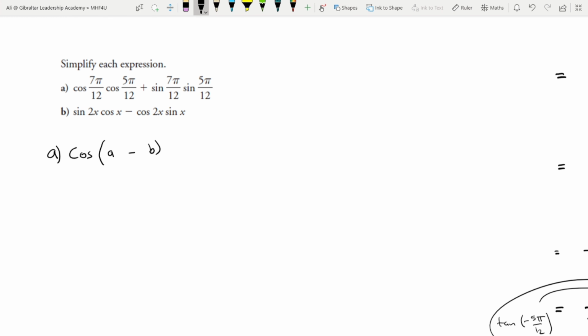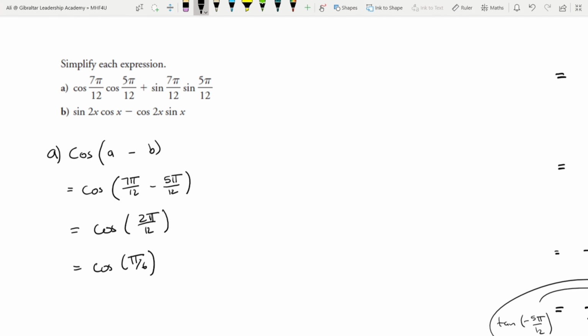And if we write it so that it's written in this way, A is 7 pi over 12 minus 5 pi over 12. And all that's left to do there is to combine this. 7 pi minus 5 pi is 2 pi over 12. And my equation would simply be pi over 6. Cosine of pi over 6 is, again, special triangles. So cosine of pi over 6 is root 3 over 2. And that would be the solution to this entire question.